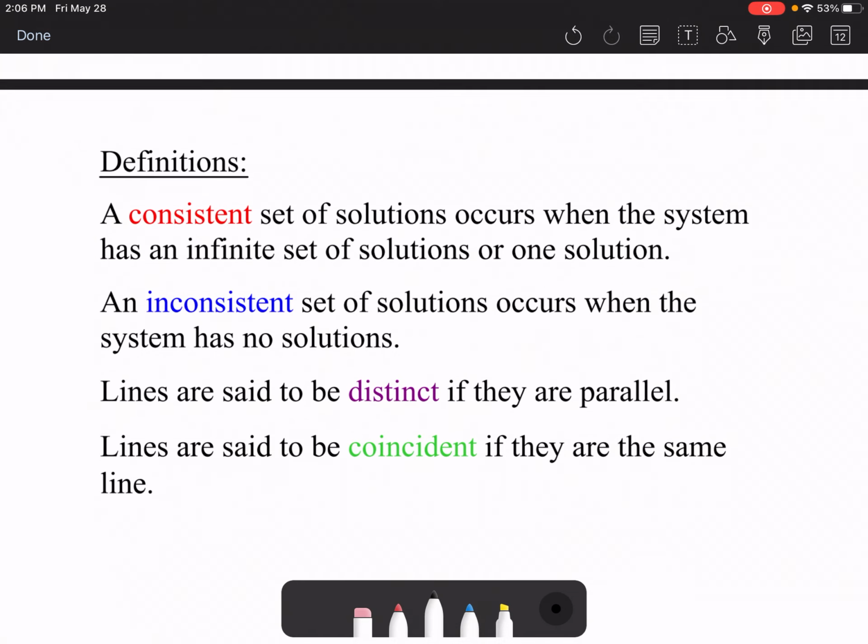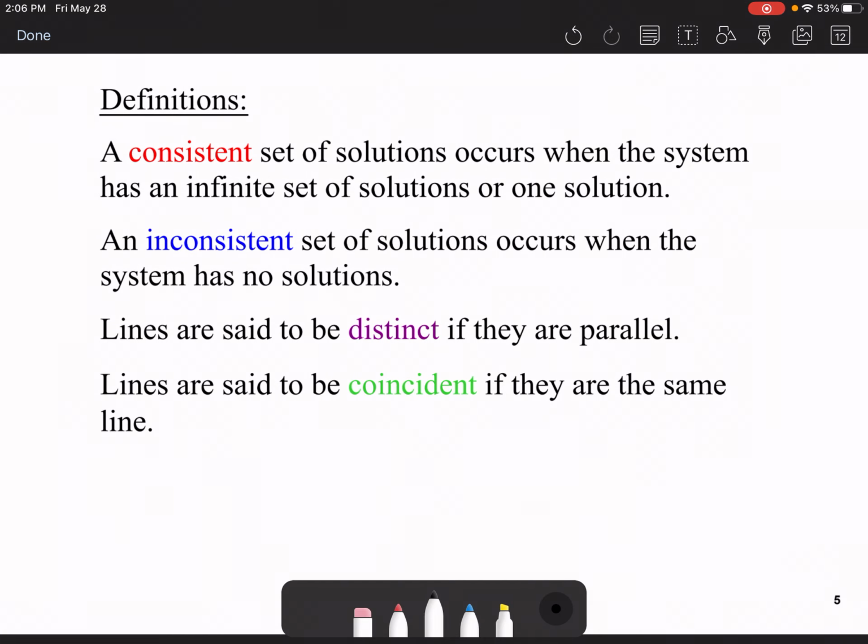Okay, so some definitions that go along with this. If you ever hear the term consistent set of solutions, this means that a system has an infinite set of solutions or one solution. Consistent just means it has a solution. Whether it's infinite or one, doesn't matter. If it's inconsistent, then there is no solutions. If the lines are said to be distinct, then they are said to be parallel. If lines are said to be coincident, then they are the same line. So you may hear these terms or definitions when talking about what kind of solutions you're looking for.